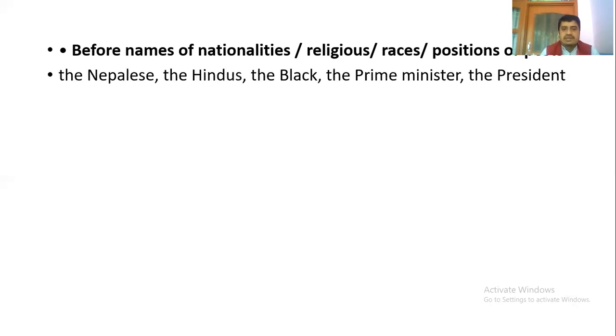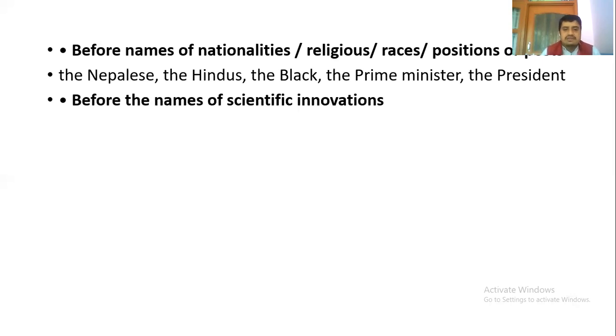The next one, before names of nationalities, religions, races, positions or posts. To mention nationality, the Nepalese. To mention religion, the Hindus, the black. Position or post: the prime minister, the president, the principal, in this way. Before the names of scientific innovations, the productions of science and technology, like the computer, the telephone, the mobile.